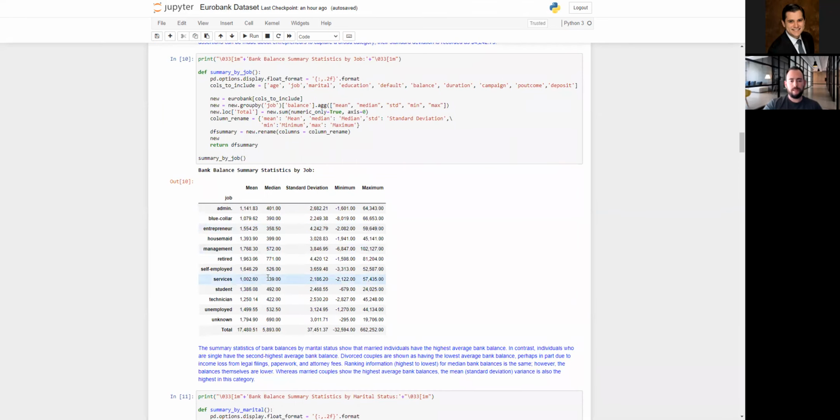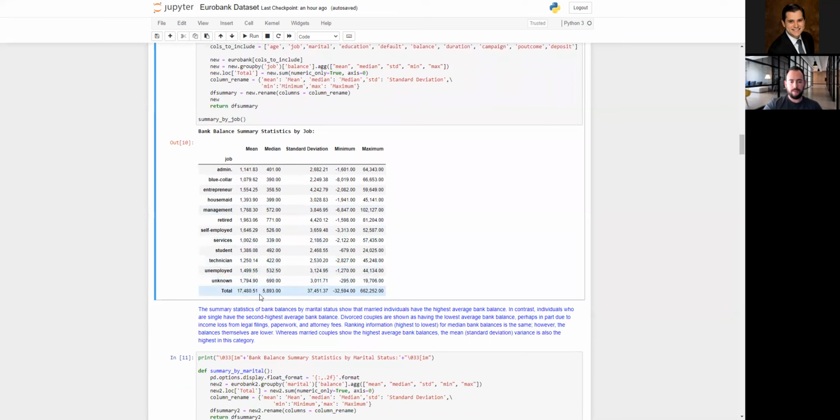One interesting statistic here is that retired individuals have the highest bank balances of $1,963. You would expect management professionals to have higher amounts, but then again, those who retired probably saved more, and so they have higher balances in their portfolios. And we can dissect this further. But again, as to who made the deposit or subscribed to the marketing campaign, we don't know yet. We're going to get there.